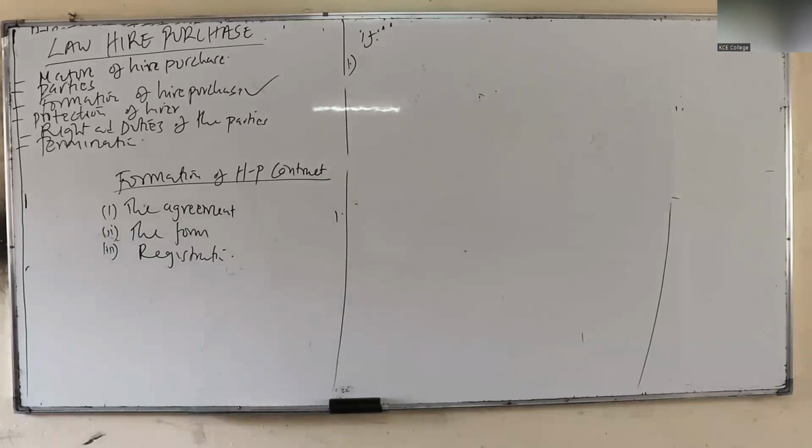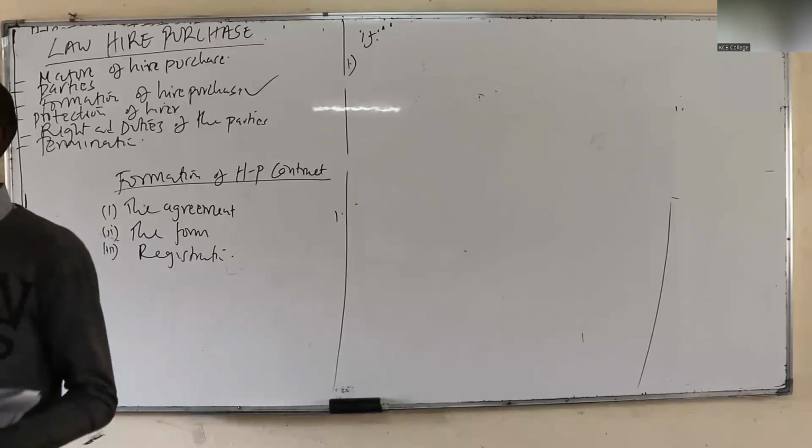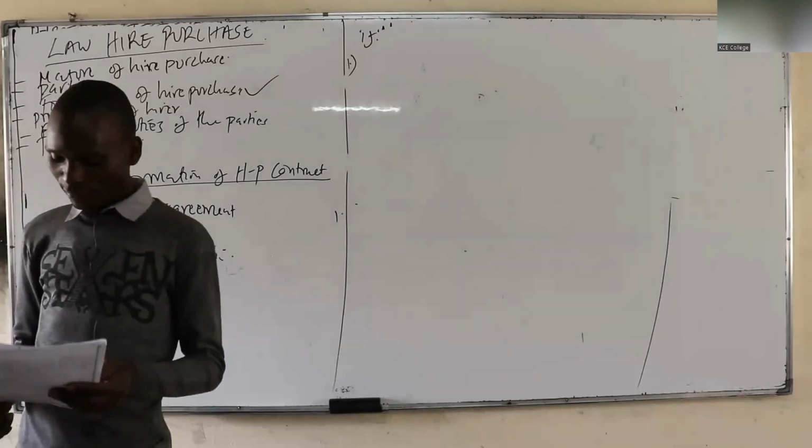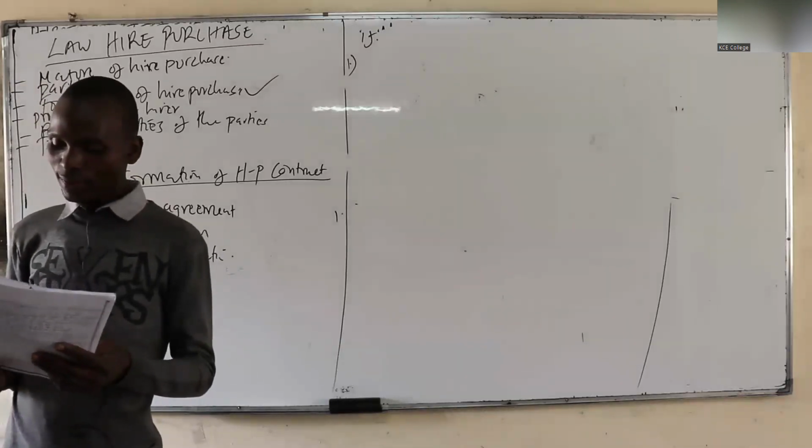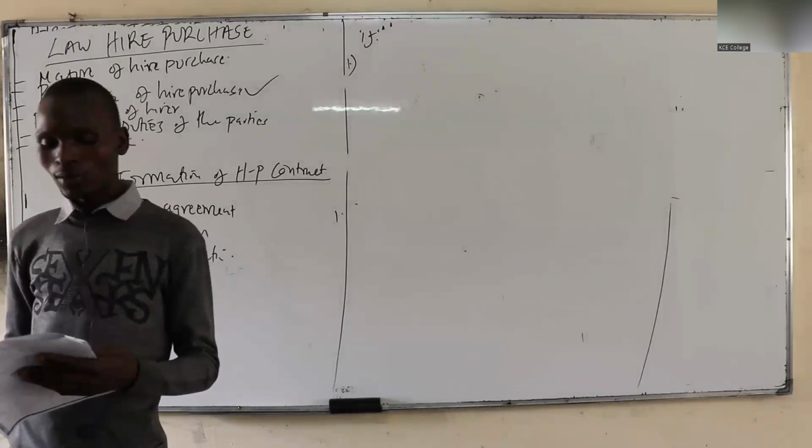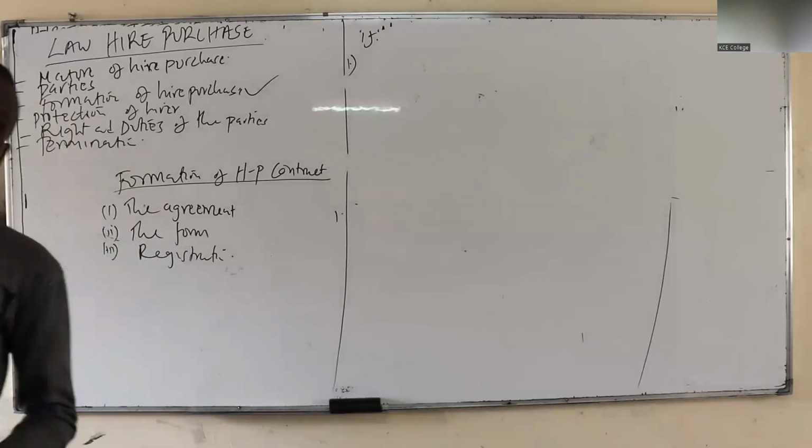Roman 2, the prospective hirer selects the good by referring to a catalog with cash price.